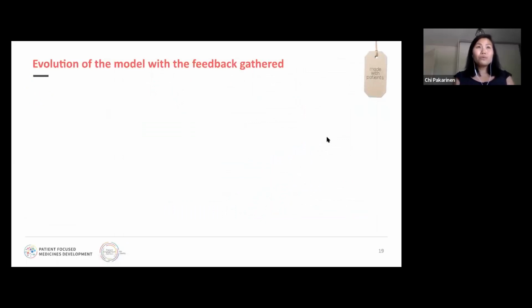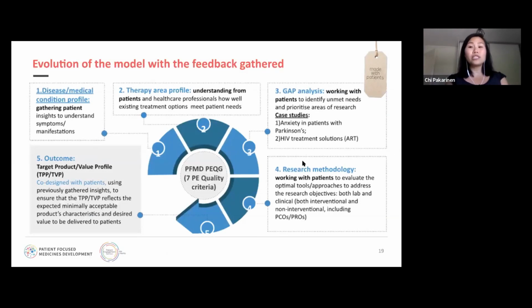So what have we done since last time? In the open forum last year in September, we presented to the audience the very first iteration. At this point, we had just come up with this model. It had 5 steps, and we gathered feedback.